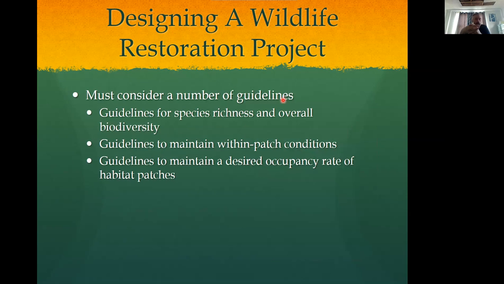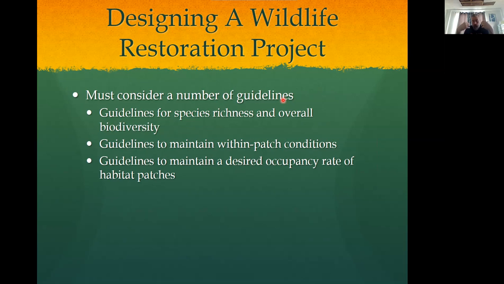So as we do so, ultimately this is all going to be guided by a handful of different sets of guidelines. What are our goals? What are our guidelines for species richness, for biodiversity? What are we looking at overall for the entire work area, the entire planning area? What are we shooting for? What are we looking for if we're looking for patches within that overall environment? What are we trying to accomplish within each of those patches, and how are we going to maintain it? And then finally, how are we going to maintain habitat patches at our desired occupancy rate?